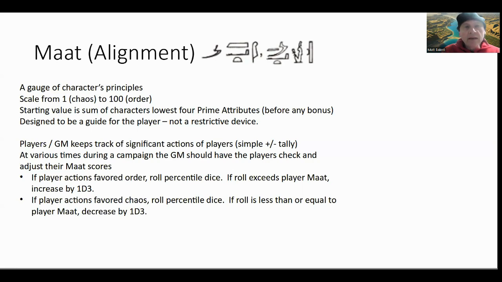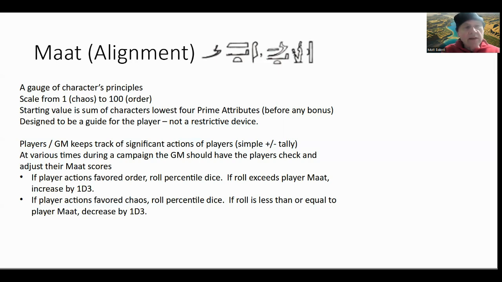There are no set restrictions on characters' play or what they can and cannot do based on their alignment. It's only a gauge to allow players to have some idea of how they might approach situations or how they might want to have their characters behave. Now, the starting value of this is basically the sum of the character's lowest 4 prime attributes. And this would be before any bonus that you might receive based on your caste.